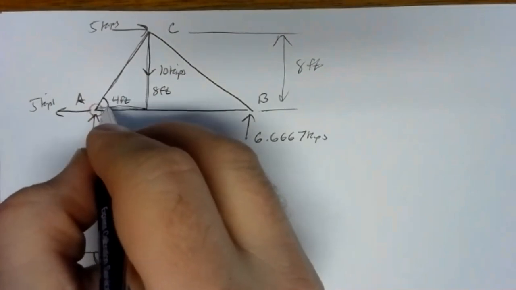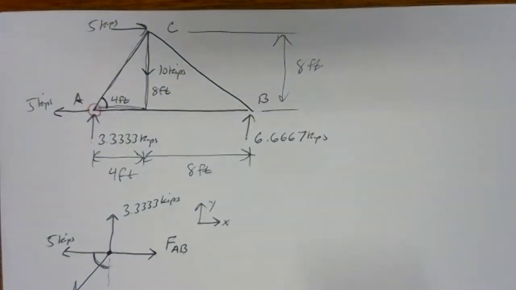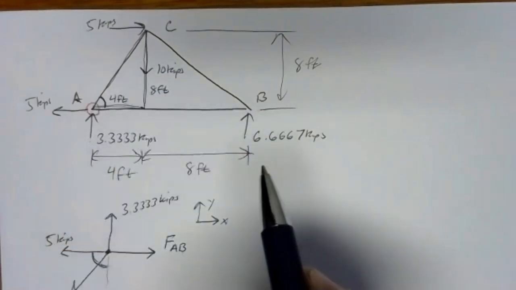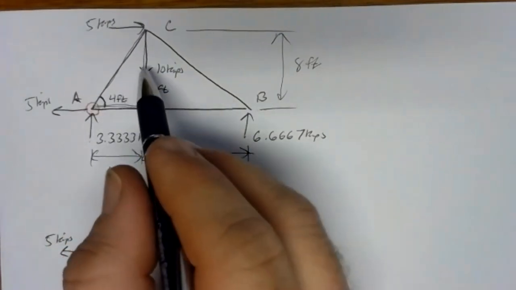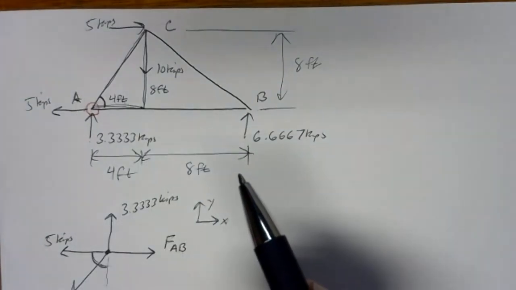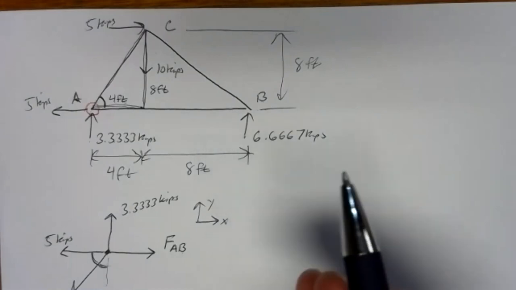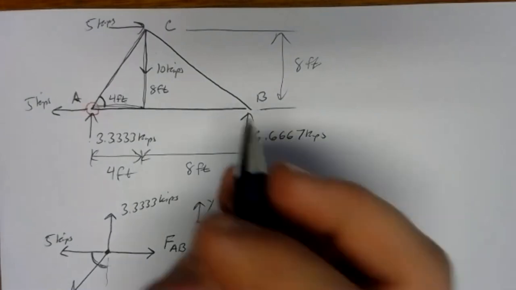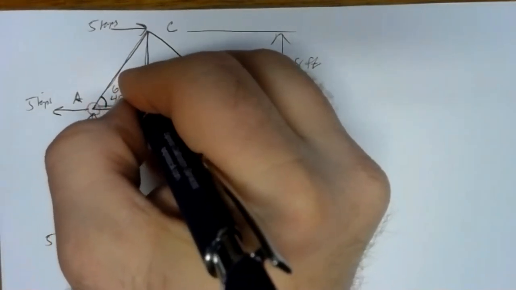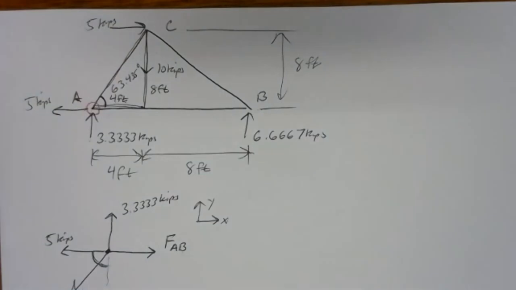We can figure out this angle right down here in the corner by using the inverse tangent. Inverse tangent of opposite over adjacent. So if we take the inverse tangent of 8 over 4, we get 63.435 degrees. So this is 63.435 degrees.